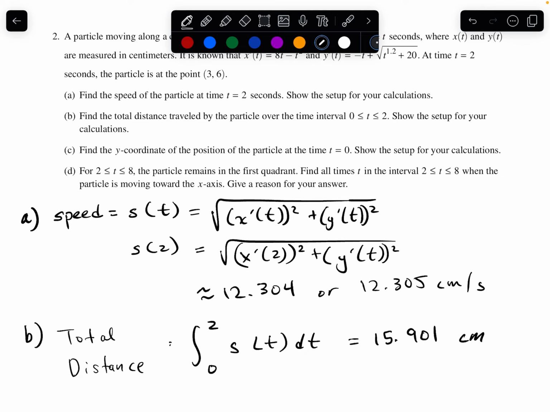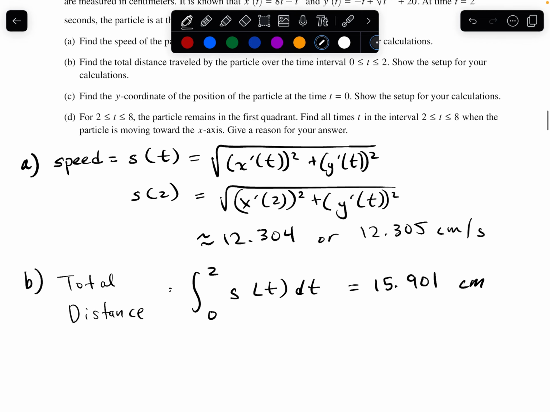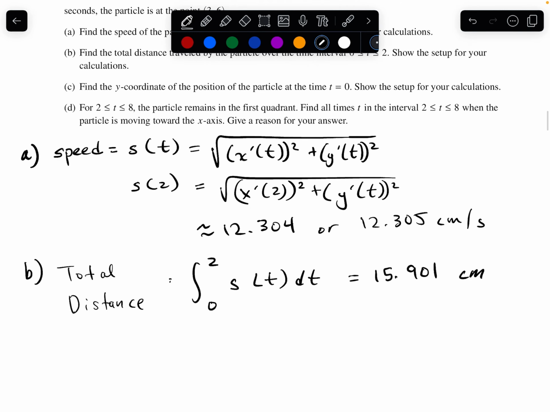All right, so pretty straightforward start. Part C, we're going to find the y-coordinate of the position of the particle at time t equals 0. I'm going to highlight the fact that it said t equals 0 there, because that does come into play. And we're going to show the setup. So part C, we've got y of t, which we're going to use to find the y position.